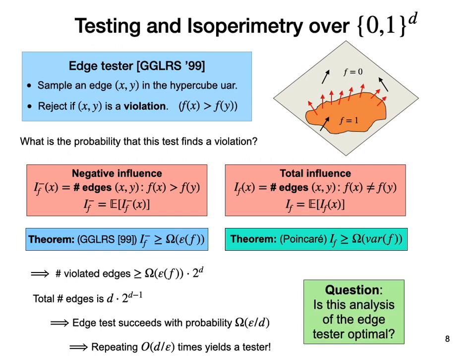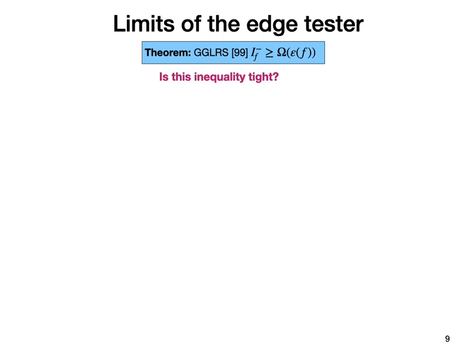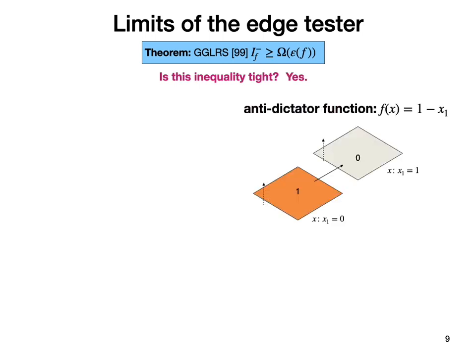So now the question is, is this analysis of the edge tester optimal? So in other words, is this inequality tight? And it's not hard to see that the answer is yes. We can simply look at an anti-dictator function, which assigns a value of 1 to the points where the first bit is 0, and a value of 0 to the points where the first bit is 1. And you can see that the distance to monotonicity and the negative influence are both exactly a half. So this inequality is tight.